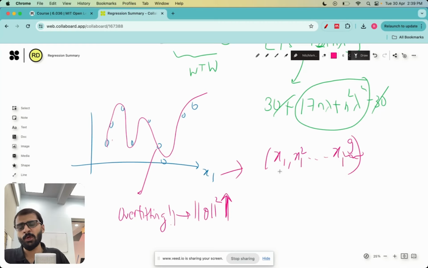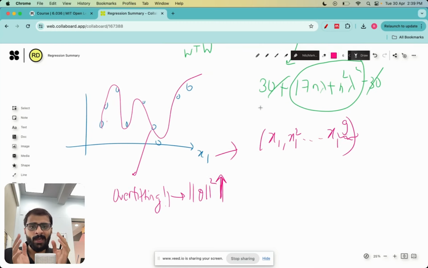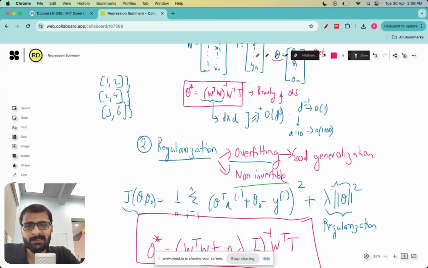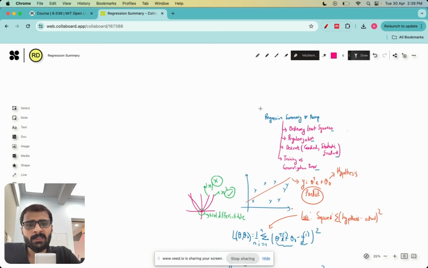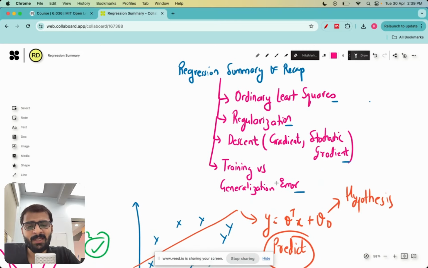Low power will not do either, because it will not capture the trend in the data. Ideally, we would like the order to be not too high and not too low, somewhere in the middle. So the correct answer is maybe x cubed or x raised to 4, so that it captures the trend in the data but is also good at generalization. We will come back to this point towards the end of this lecture, where we see the difference between training versus generalization error. This is the inherent struggle in all machine learning problems.